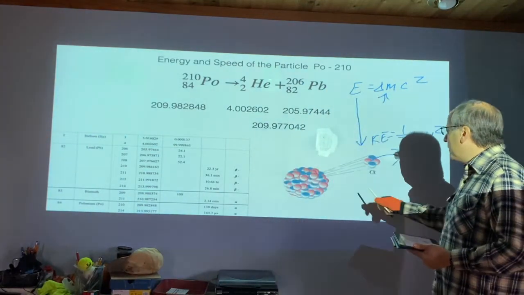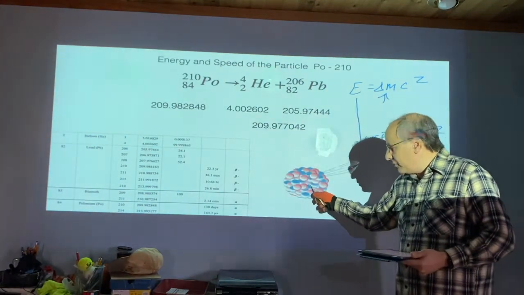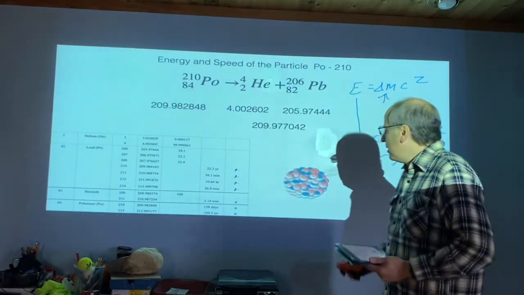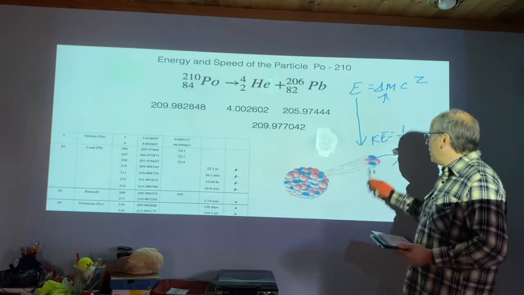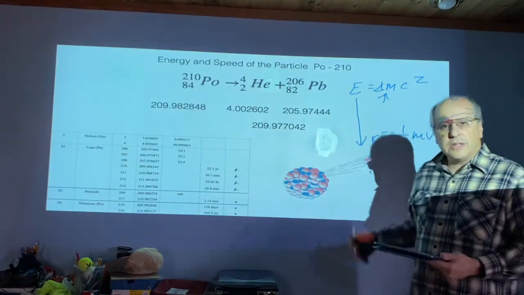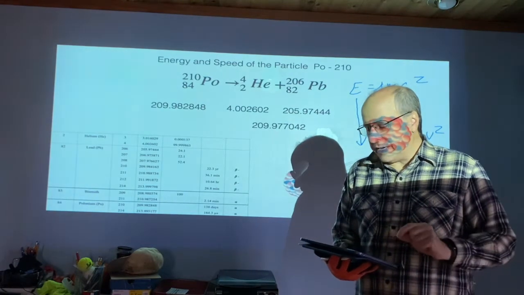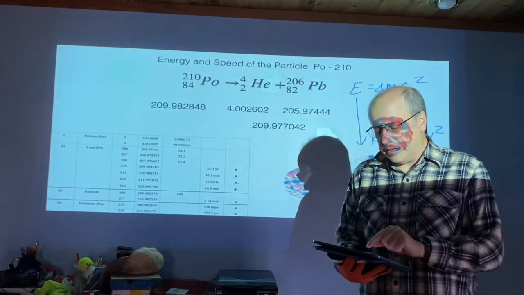Remember, the velocity you get will be approximately correct. It's not quite perfectly correct because some of the kinetic energy goes into the recoil of the larger nucleus. The larger this nucleus is, the more accurate this model will be. Okay? So the loss of energy turns into kinetic energy.